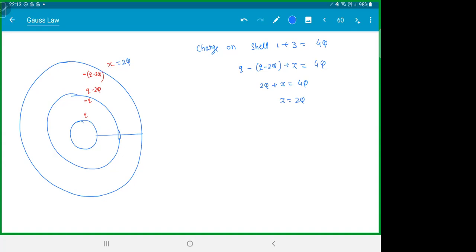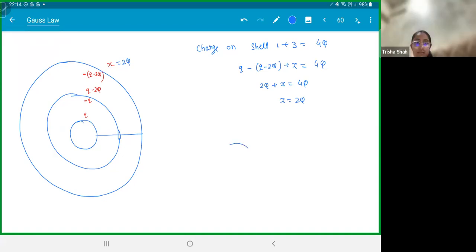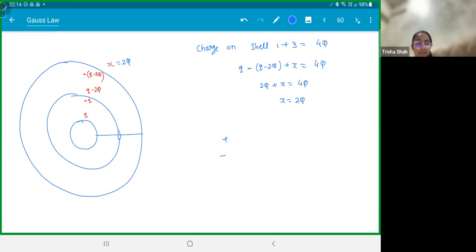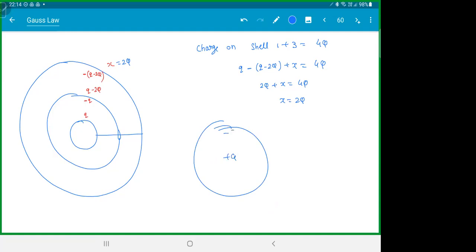Who said this statement, Trisha? When did I make this statement? Whatever charge is here, the opposite charge will come here. Did you ever make a statement like that? No. What statement did I make? I said if you have a charge q here, minus q will be induced on the inner surface. I have no idea how much will be outside.